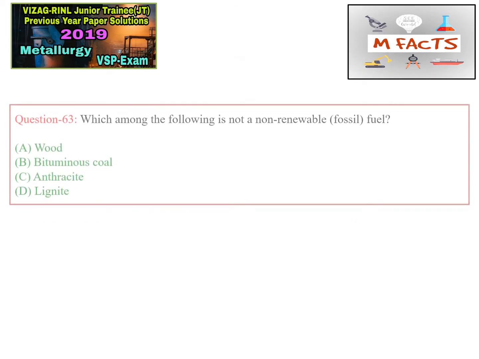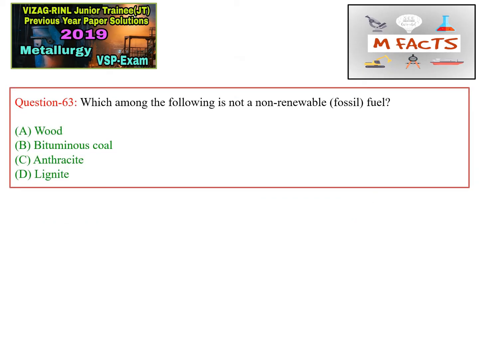So the next question is, which among the following is not a non-renewable, that is fossil fuels? Okay, so the options are wood, bituminous coal, anthracite, and lignite. Okay, so here I will classify the non-renewable fuels. Okay, this is also known as fossil fuels.